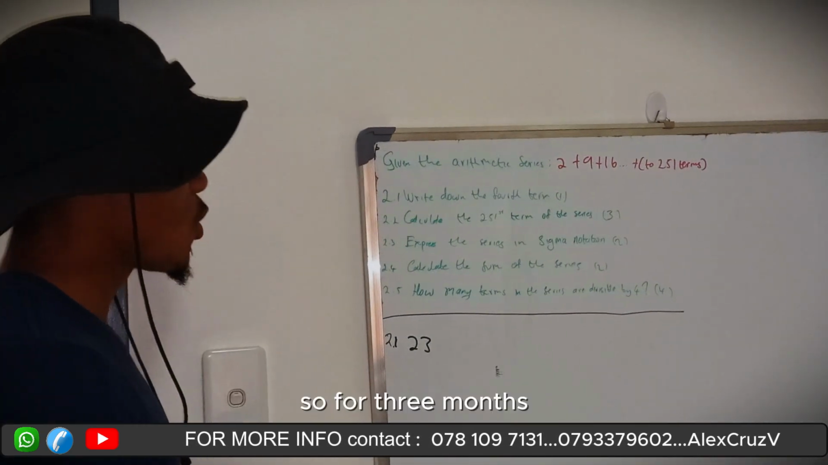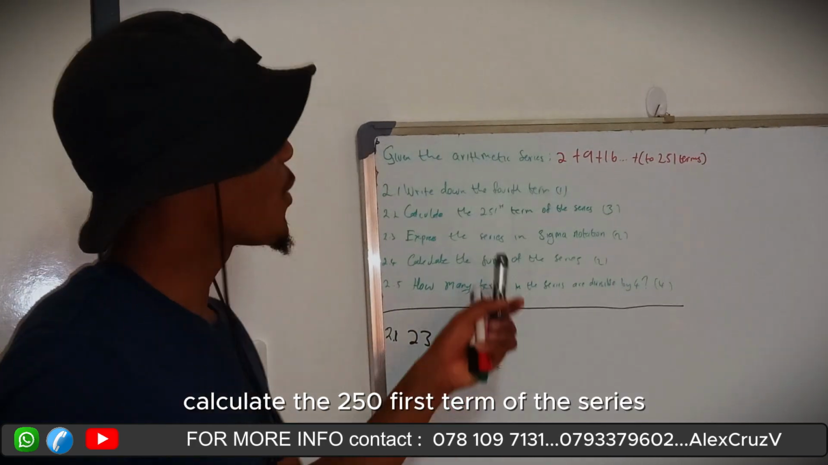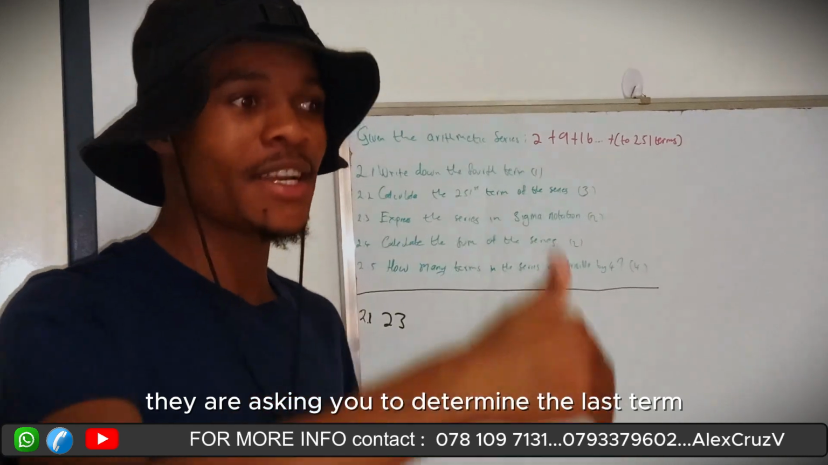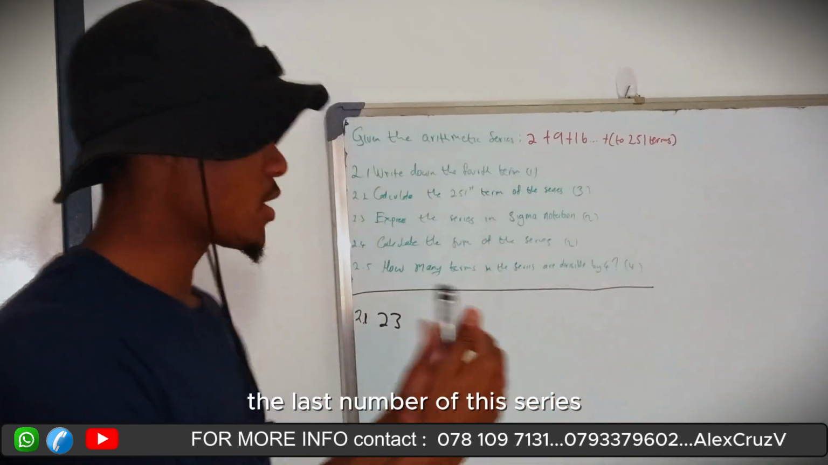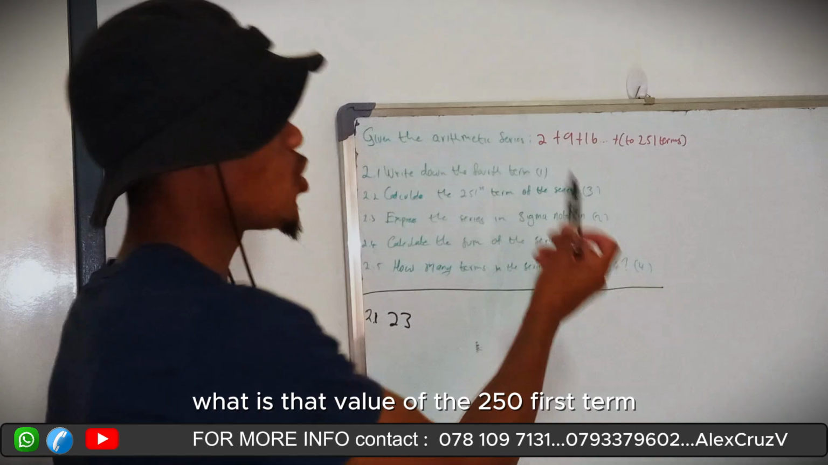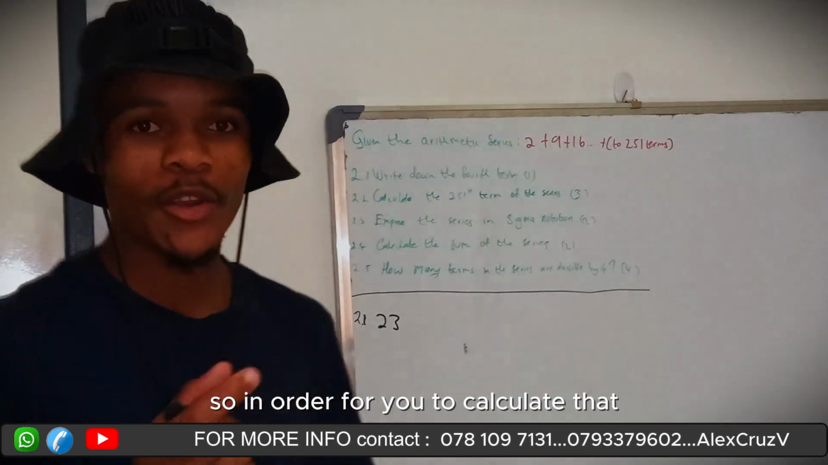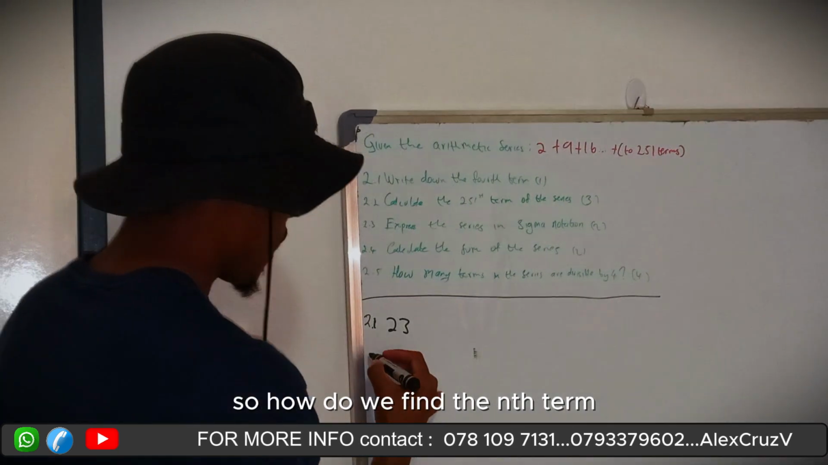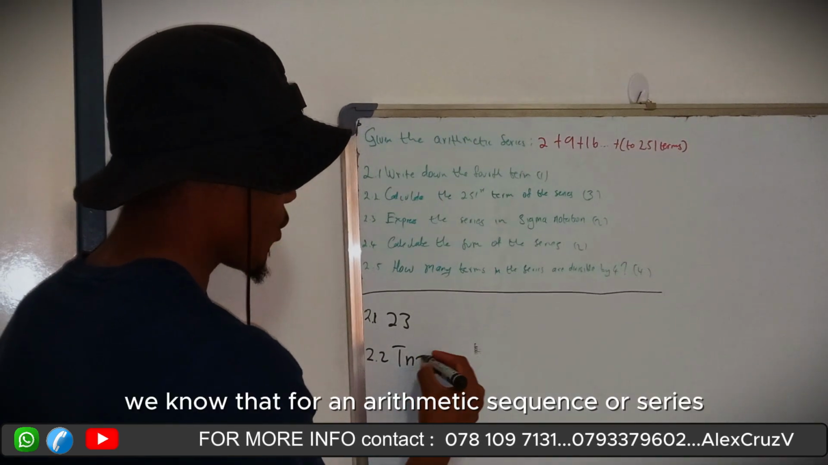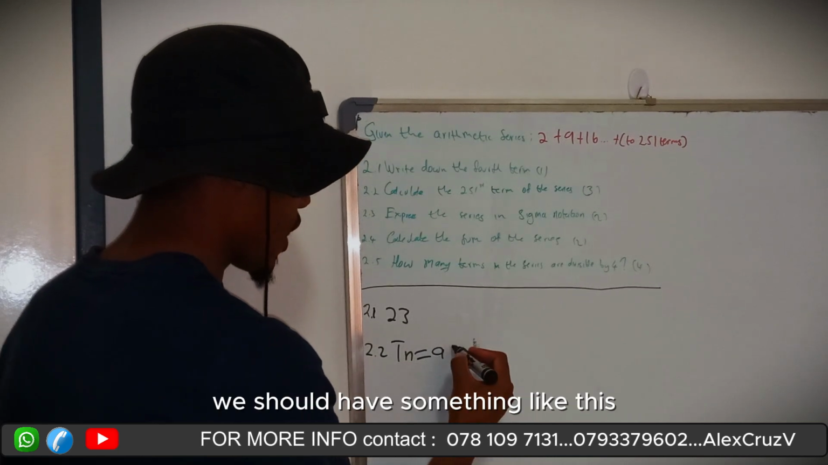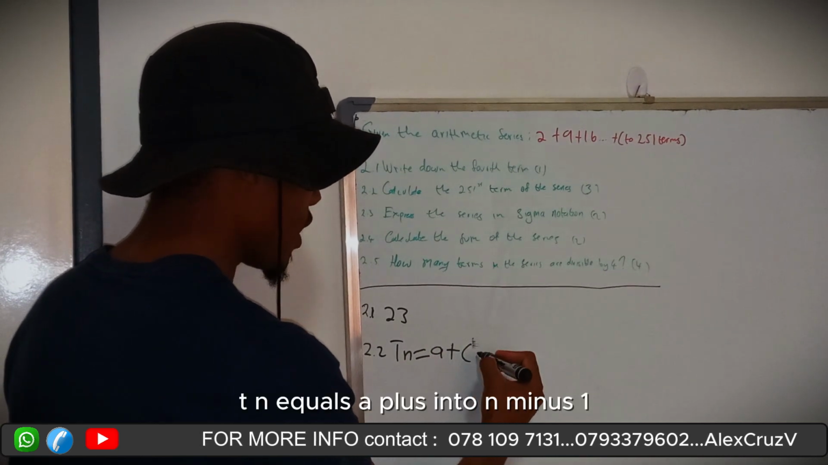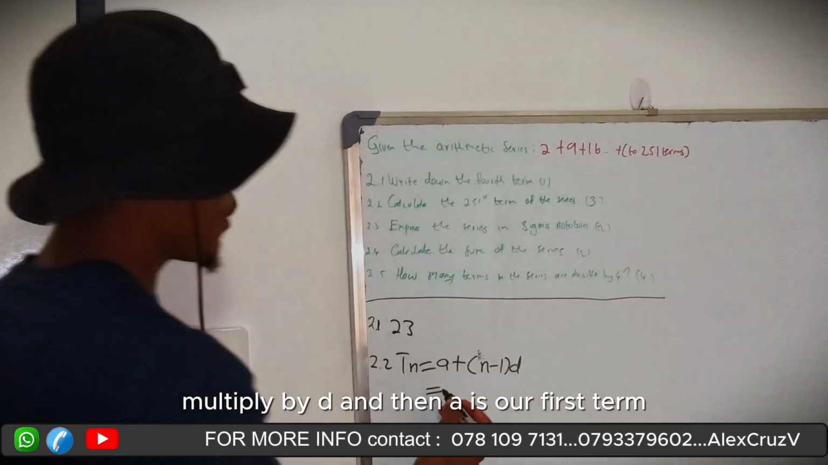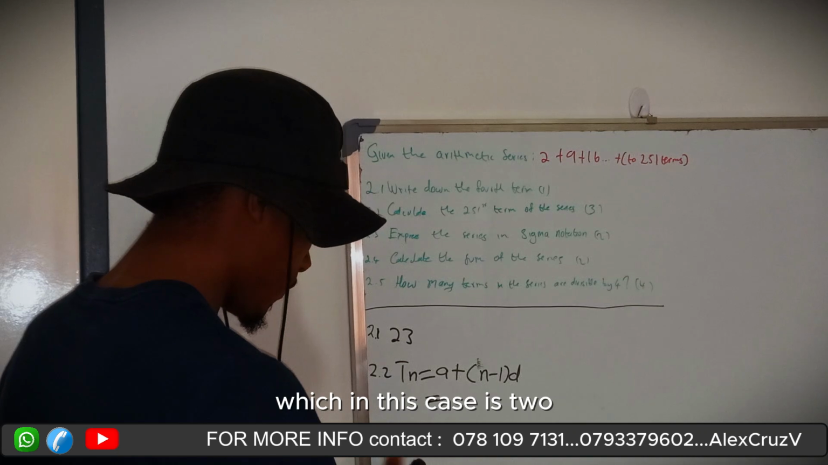Right. So for 3 marks, calculate the 251st term of the series. In other words, they're asking you to determine the last term, the last number of this series. What is the value of the 251st term? In order for you to calculate that, you need to determine the nth term first. So how do we find the nth term? We know that for an arithmetic sequence or series, we should have something like this: Tn equals a plus n minus 1 multiplied by d. And a is our first term, which in this case is 2.